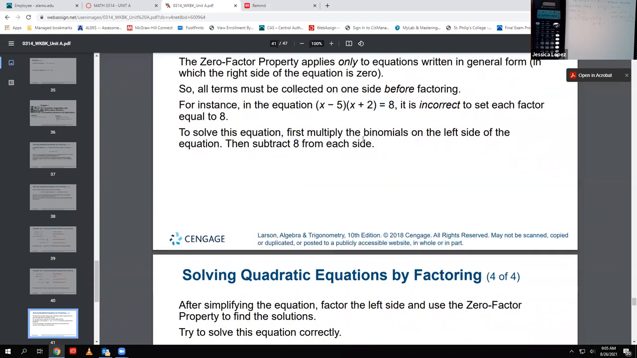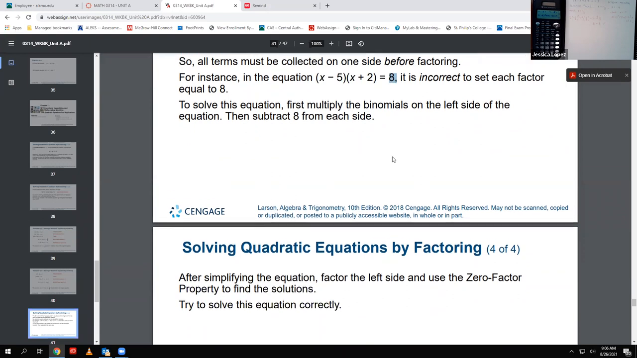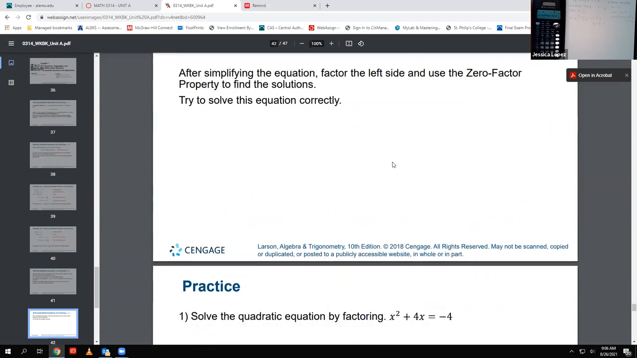So if you do have a problem that is given to you like this, then you've got work to do. So if that's the problem that they give you to solve, you have to get it equal to 0, which means you are gonna have to multiply these binomials out and then eventually subtract 8 on both sides so that you can get the polynomial equal to 0, okay?